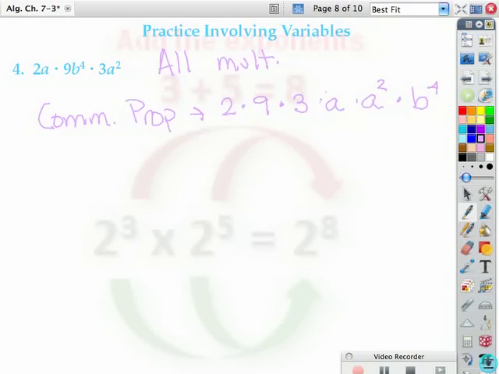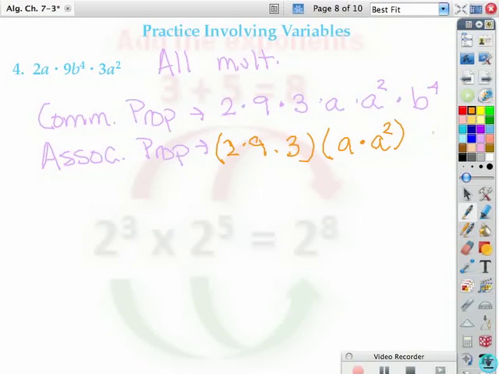All right, now we use the associative property. We group together what we want to group. So we take that 2 times 9 times 3, group together a times a squared, and then that b to the 4th is just by itself. It doesn't have any like terms.